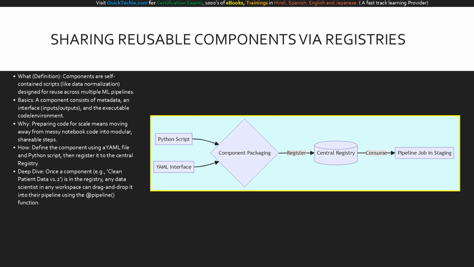Let's look at what we actually put into these registries, starting with components. Components are the secret to scaling ML development. When you move out of experimentation, you take your Python scripts, like a data normalization step, and package them with a YAML file that defines their inputs and environment. This creates a reusable component. By registering this component to the central registry, you unlock massive efficiency.